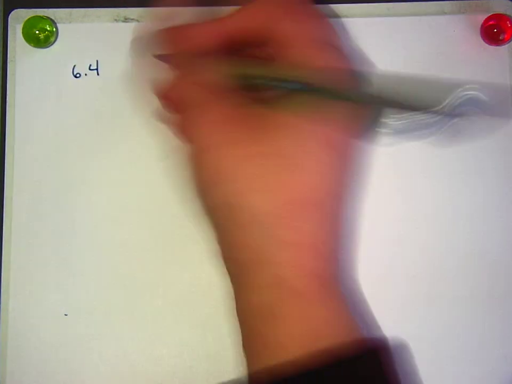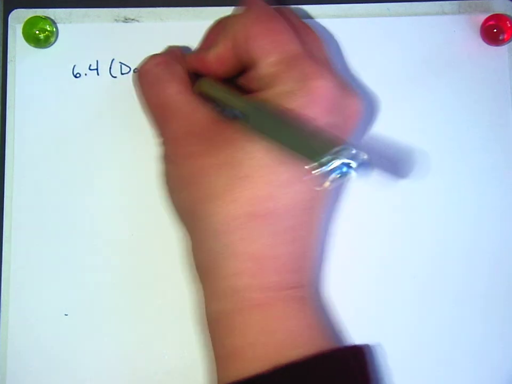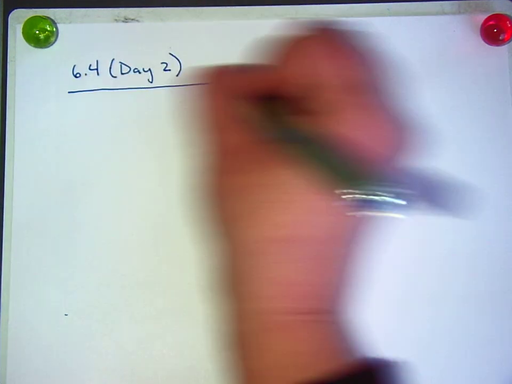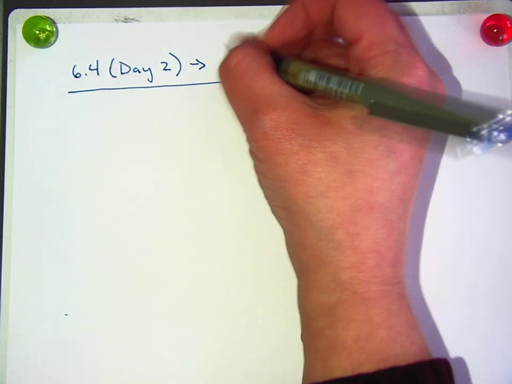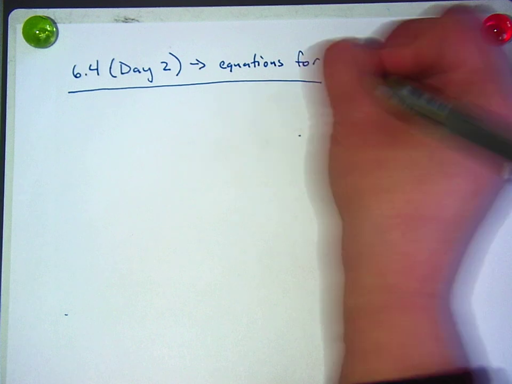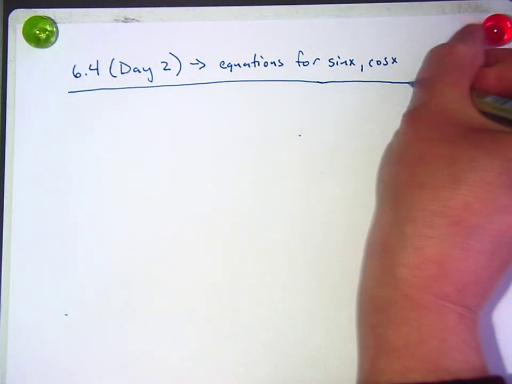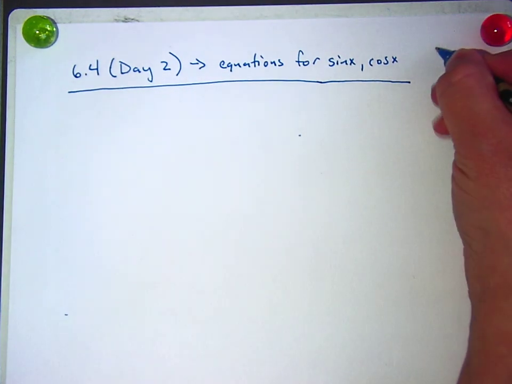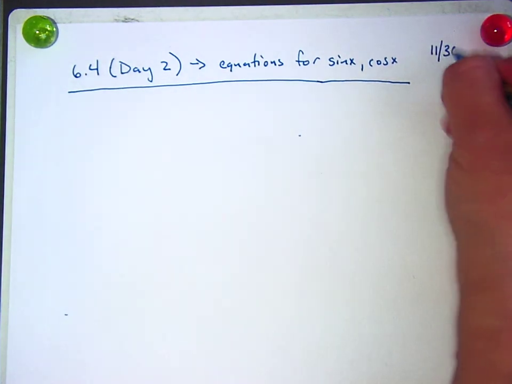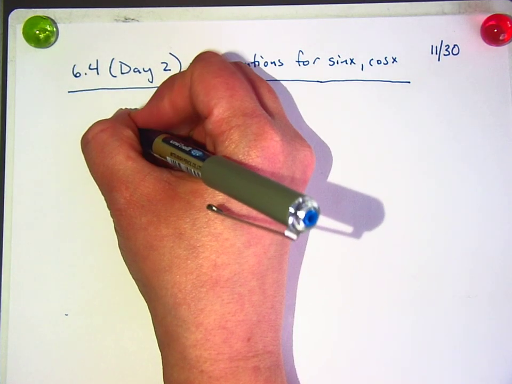So this is 6.4, day 2. So today we're kind of doing the final equations for sine and cosine. This is as hard as this stuff is going to get. Yesterday was not quite as hard as it's going to get, and today is as hard as it's going to get. So, and it's not that bad. And we're just going to practice a lot. Okay? I do have notes for you from yesterday if you were gone, and I'll also upload the video.